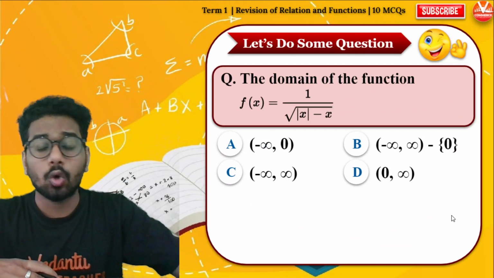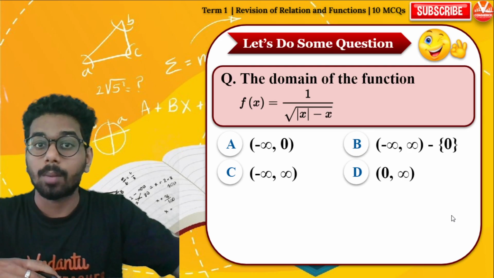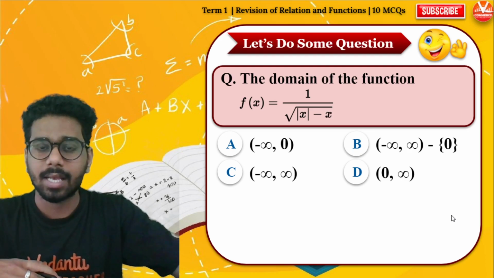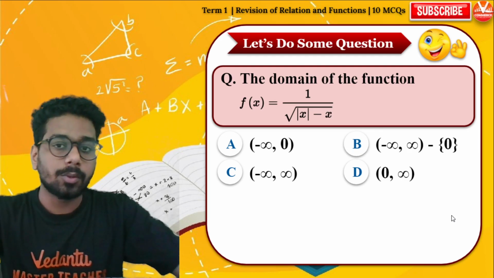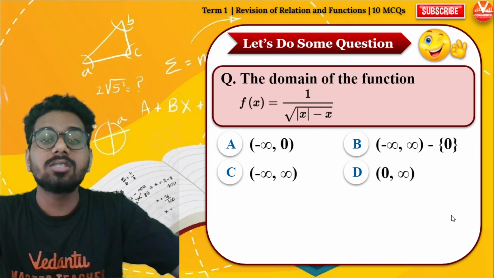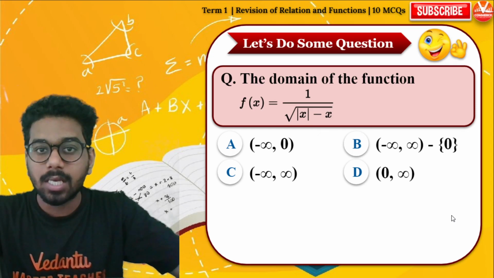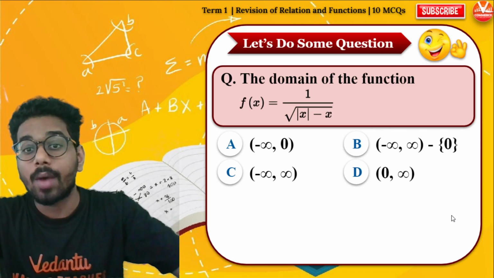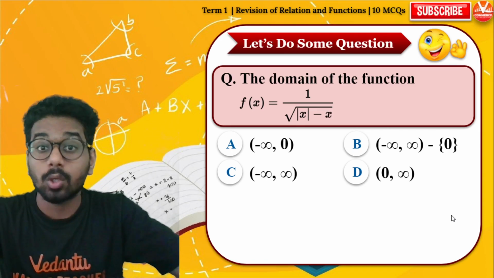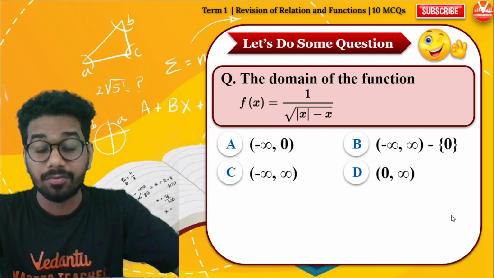Now next question, domain of this function f(x) equals 1 upon under root mod x minus x. Now let's suppose over here x is greater than 0. If x is greater than 0, then mod x is equal to x. x minus x is 0. 0 in the denominator, that means the function is not defined.